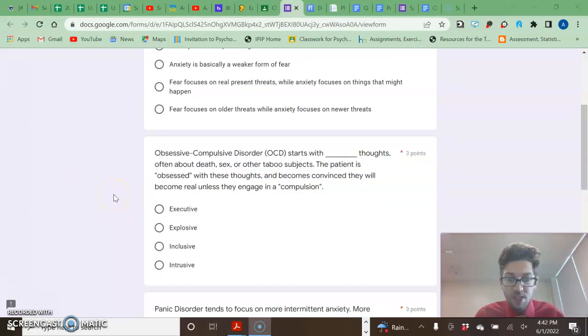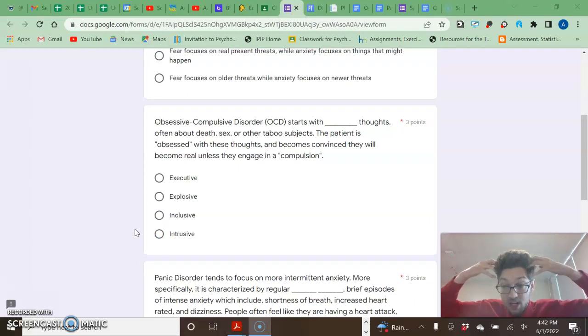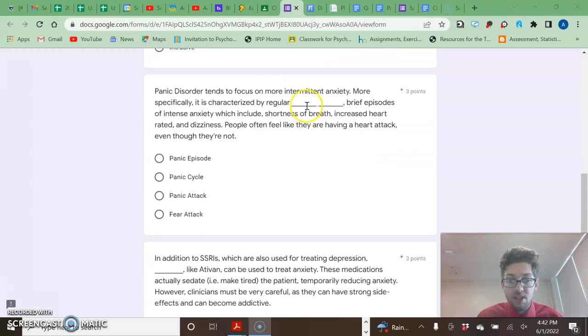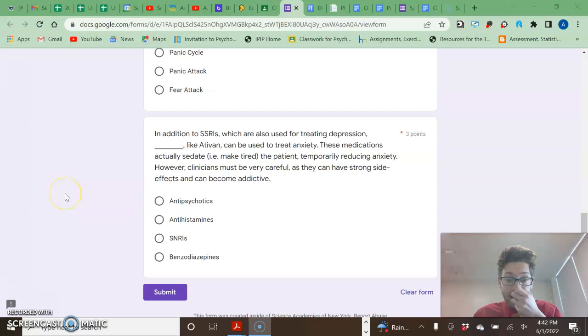This one, with obsessive compulsive disorder, which we didn't get to dive into as thoroughly as I wanted to. We did talk about it, but not very thoroughly. People are often obsessed with a particular kind of thought. These are intrusive thoughts, so they feel like they're invading your brain and you can't get them out. Panic disorder is characterized by these things, blank, blank. Probably heard of this before, a panic attack. So, there. And SSRIs are one common way to treat both depression and anxiety.